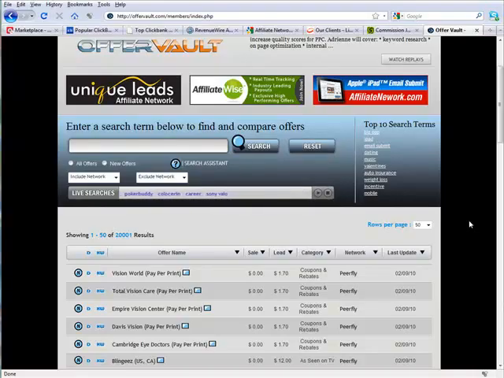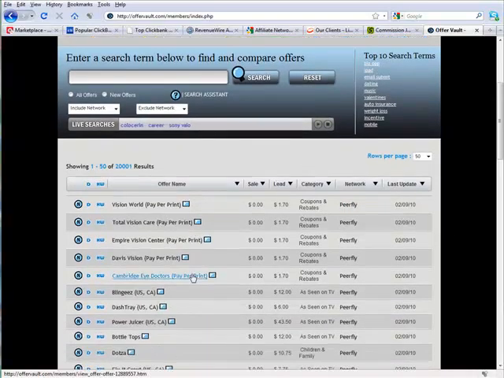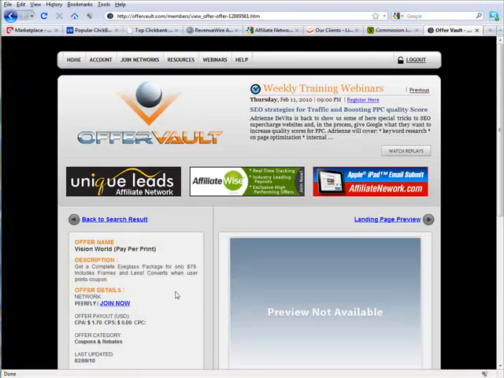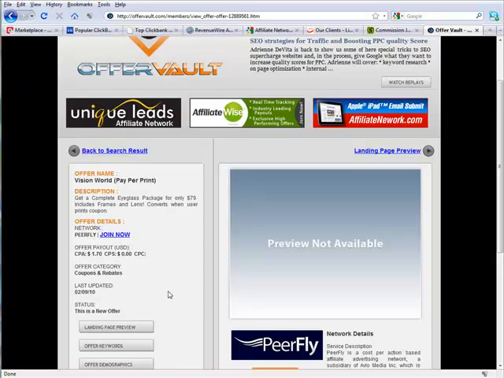And what you can do is, let's say, like this one, for example, this Vision World. So what's this? Cambridge Eye Doctors Vision World paper prints. Let's see what this is, just to give you. Okay, so get a complete eyeglass package for only $79. Includes frames and lens. Converts when user prints coupon. Okay, so there we go. So the action that's going to generate an affiliate commission for you is the printing of the coupon. When someone prints out a coupon, you get paid $1.70.